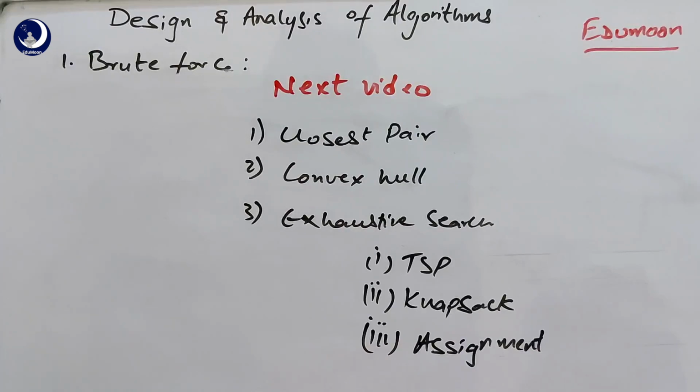So we will see how the closest pair and convex hull problems are solved in the brute force technique in the next video, and those two problems are also solved again in the divide and conquer approach in later videos. So in the next video we will discuss these two problems as well as the traveling salesman, knapsack and assignment problems.